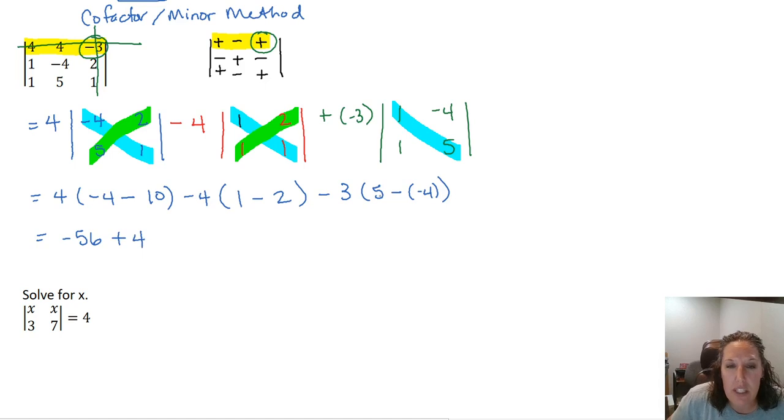And then our last set of parentheses, we get 5 minus a negative 4. That's going to be 5 plus 4, or 9, times a negative 3, which is negative 27. And if we do negative 56 plus 4 minus 27, we get negative 79.